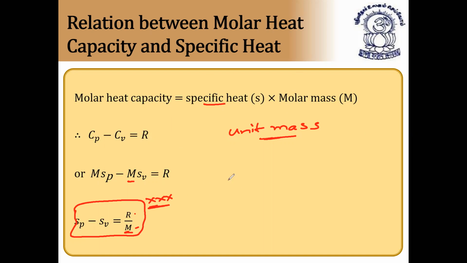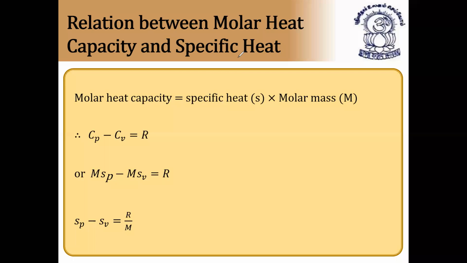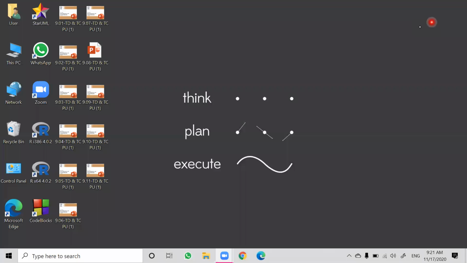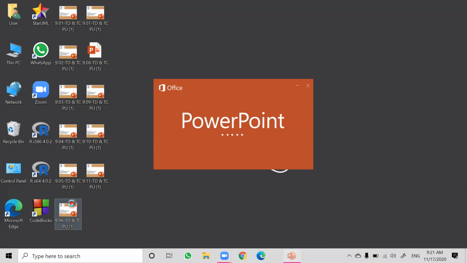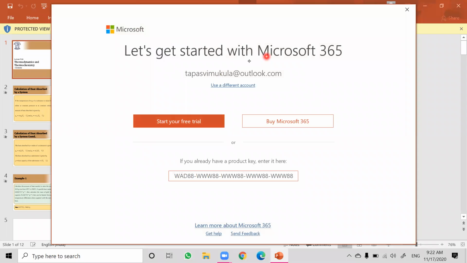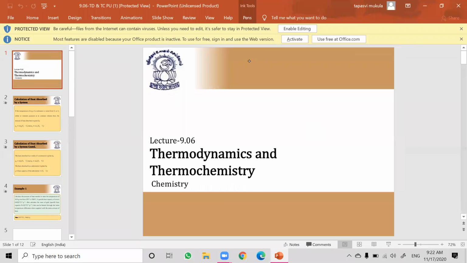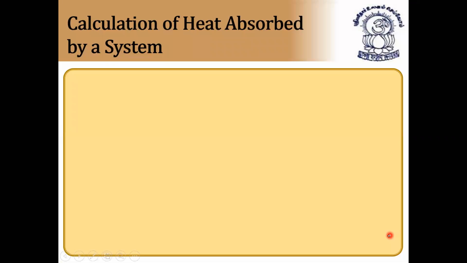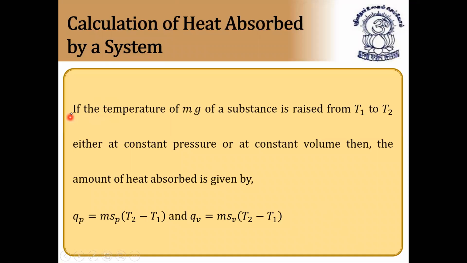Similarly, the difference between specific heat capacity, that also we have discussed. Next. So next concept in this, now we are going to discuss. What is specific heat capacity we have done already. Now we are going to do a new topic, that is calculations based upon heat absorbed by a system.